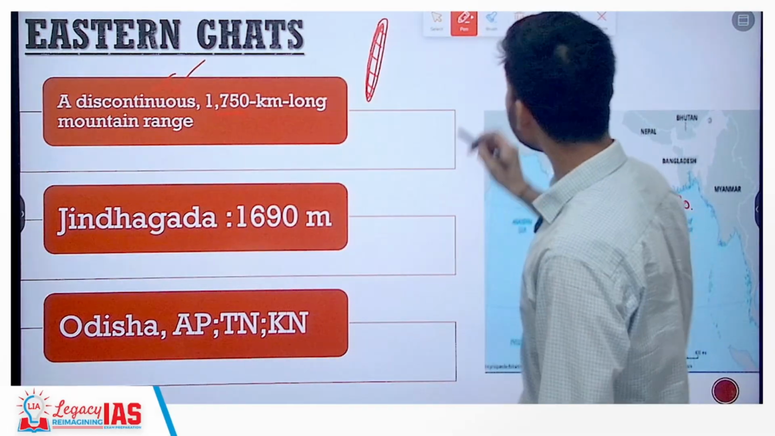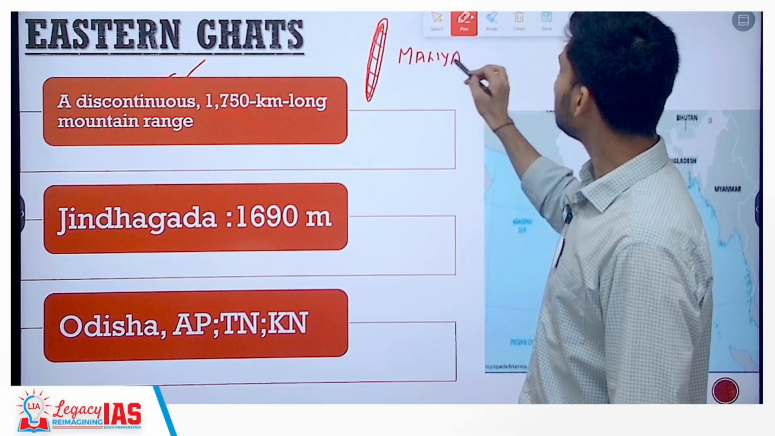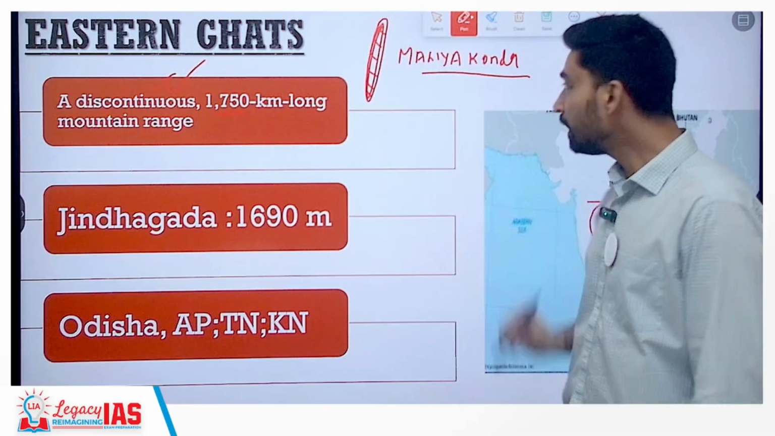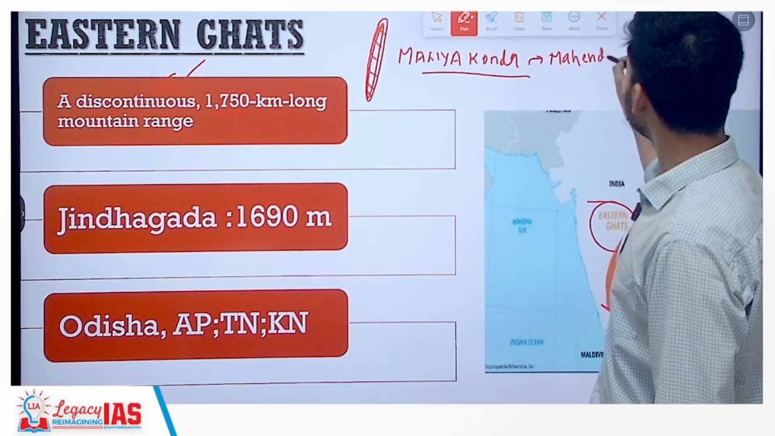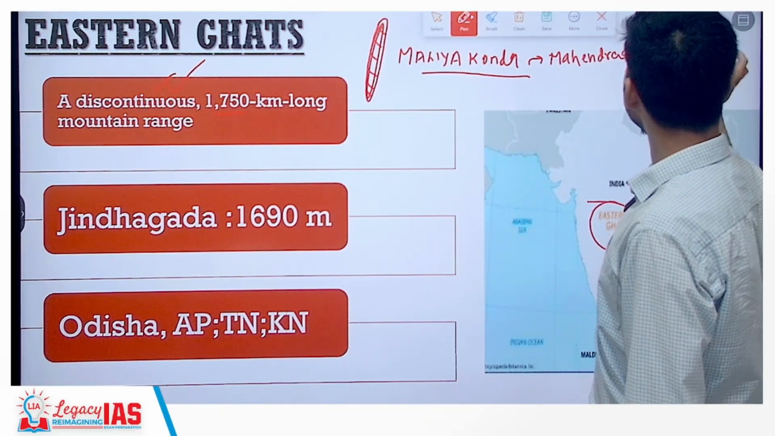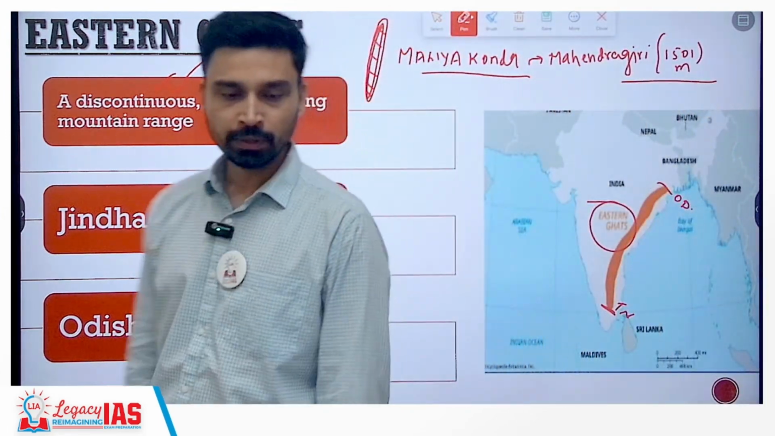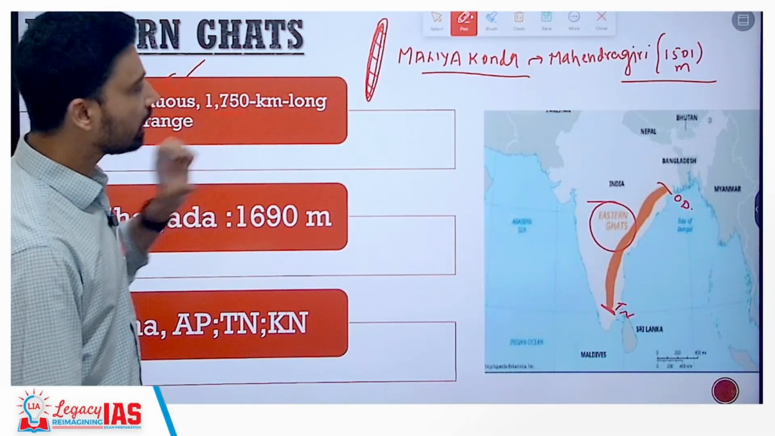It is starting from Odisha. In Odisha, the Eastern Ghat is known by the name of Malia Konda Range. In Malia Konda Range, one of the most notable peaks is called Mahendragiri. So Mahendragiri in Odisha, in Malia Konda Range, at an altitude of 1501 meters, is the most important peak of the northern part of Eastern Ghats.